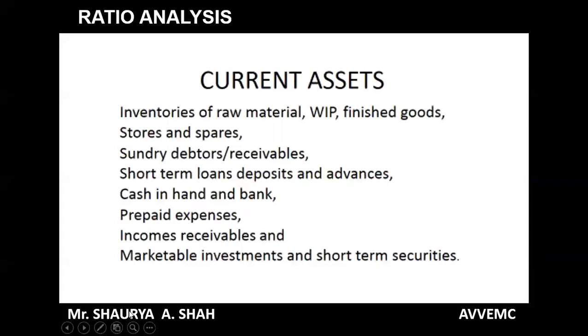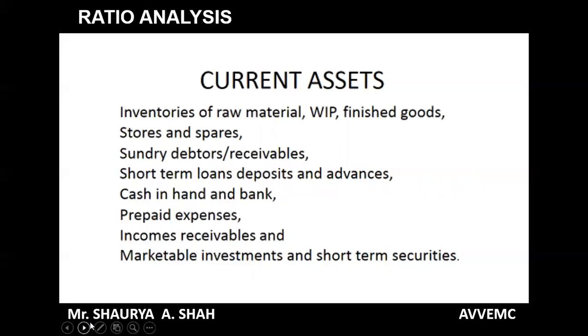Finished goods are also a stock of goods, the closing stock we commonly know it as. Then you have stores and spares, that is spare parts. Then sundry debtors, receivables, short-term loans, deposits and advances, cash in hand and bank, easy I suppose. Prepaid expenses, any expenses paid in advance. Then you have income receivables, marketable investments and short-term securities. So all this list you need to remember, what is included in current assets.